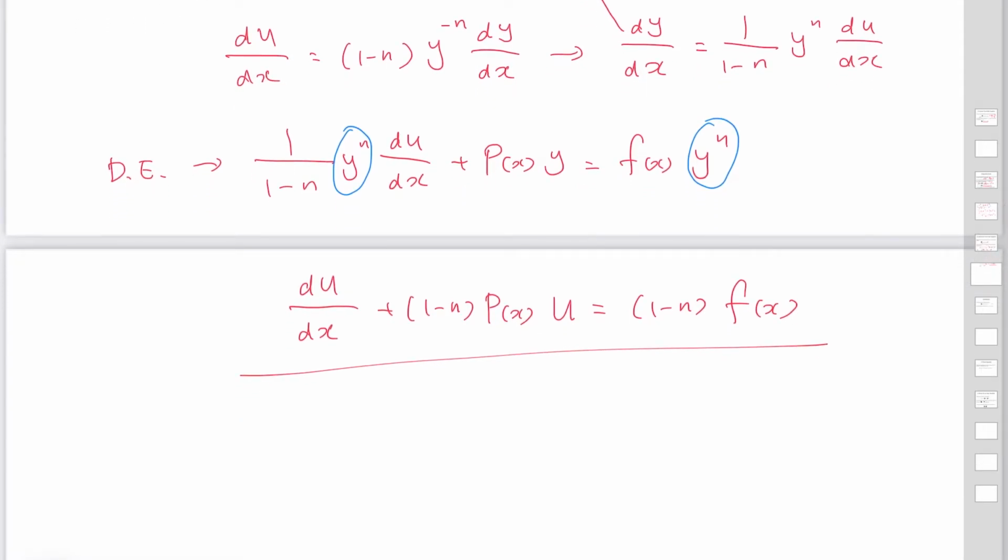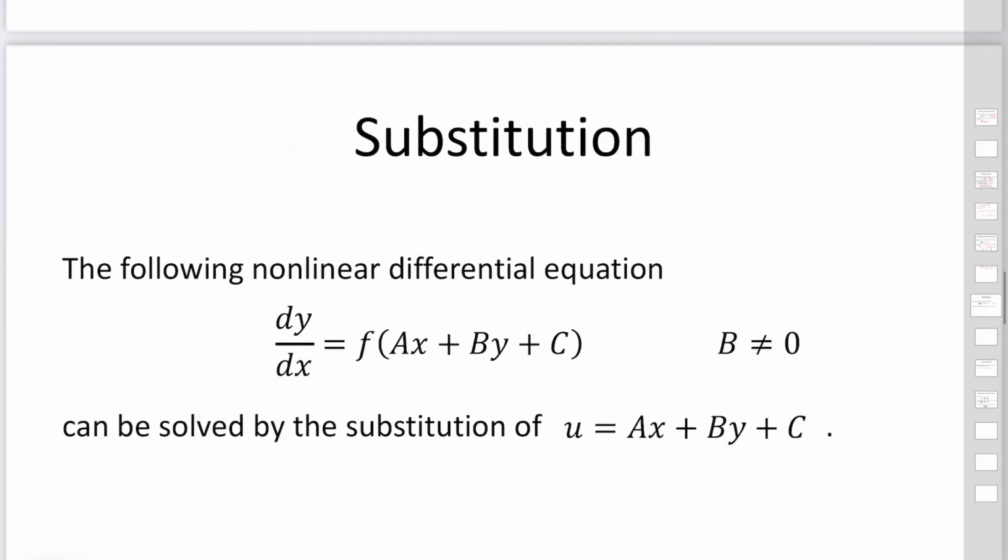Actually, this equation is a linear first order differential equation for u. We can use integrating factors, and then we can solve this differential equation. So Bernoulli's equation is a nonlinear differential equation, but we can convert it into a linear first order differential equation. We can solve Bernoulli's equations using this method.